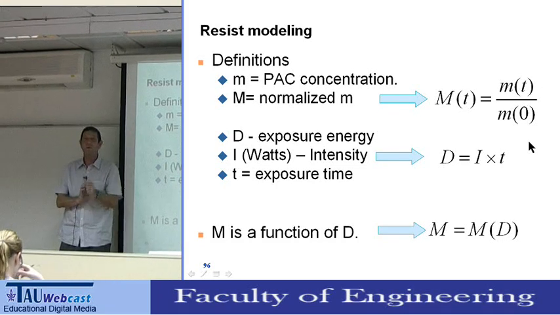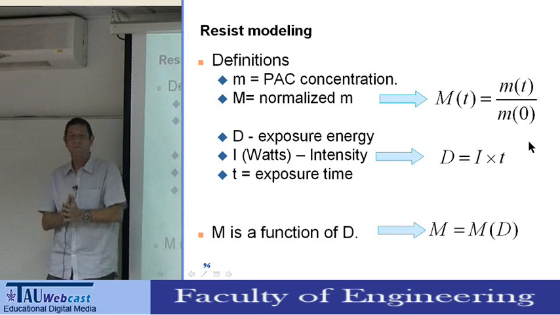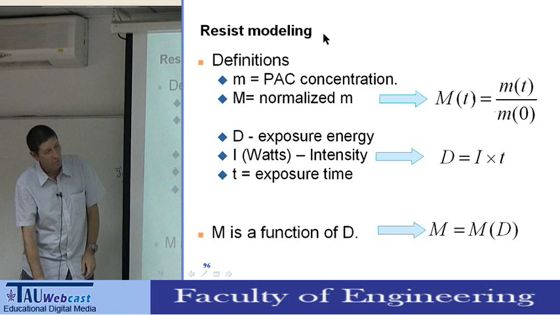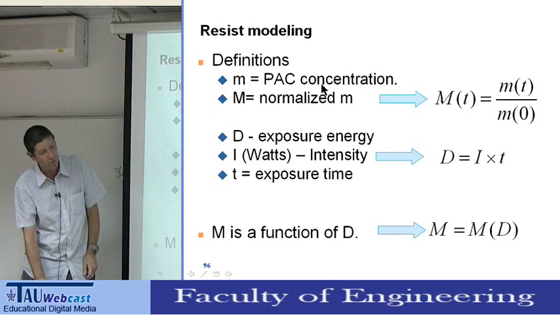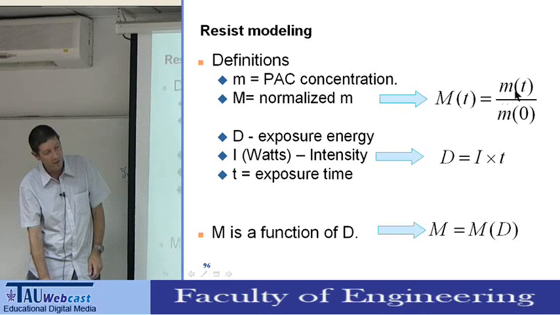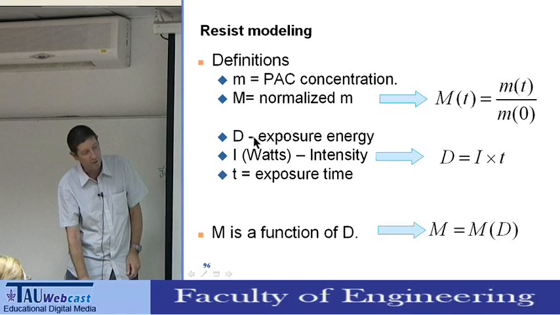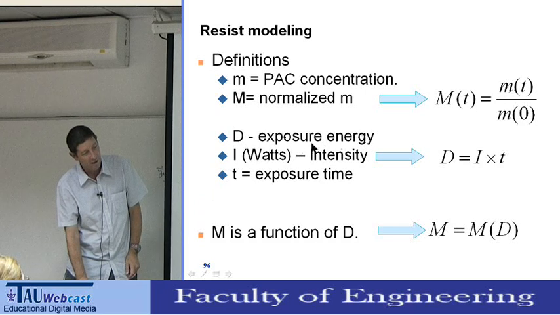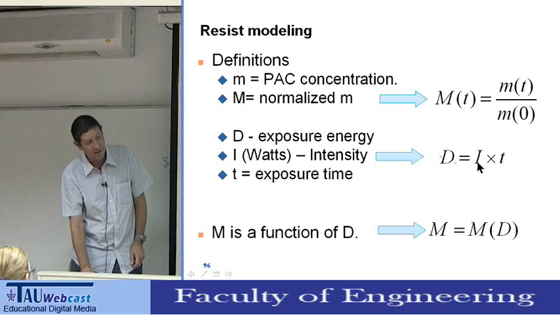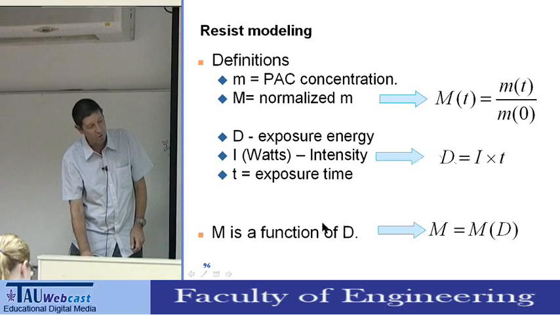Just to remind you what we started to do last week. We started to work on resist modeling. We defined the photoactive concentration, and its normalized value is M. M is the amount of the photoactive compound. D is the exposure energy. D is also the dose, its intensity times the time of the exposure.